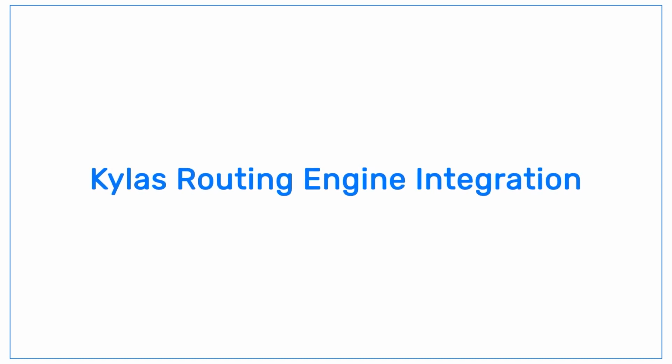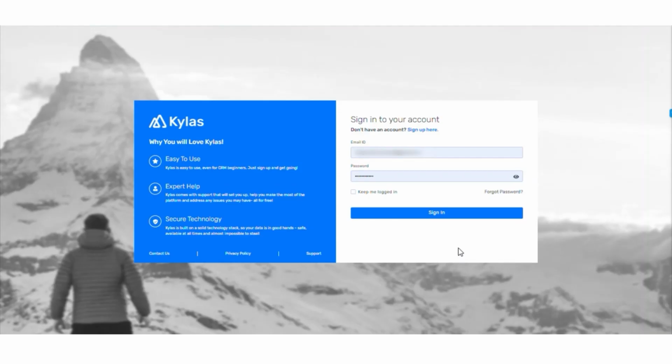Kylas Routing Engine integration. Kylas Routing Engine helps you to automatically route the leads to specific users. You can set up routing rules to reassign the leads to the right owner based on criteria such as city, product, or source. Here is how you can install Kylas Routing Engine.